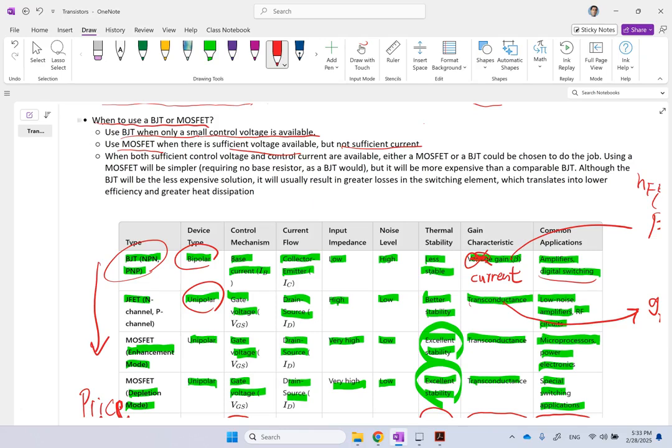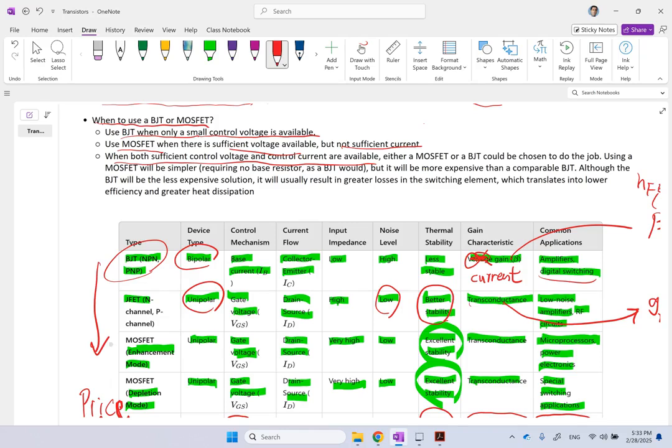we use BJTs. Now you might say, what if both sufficient voltage and current are available? Then which one would you choose? Well, it depends. Both of them can do the job in this case because you have both voltage and current to control them. If the goal is, as I said, smaller noise and better thermal stability, then probably you have to use a MOSFET or JFET instead of a BJT.